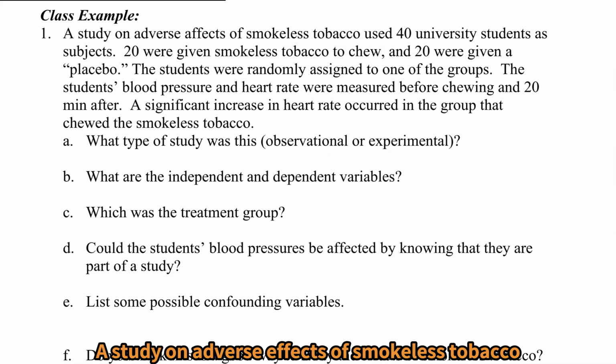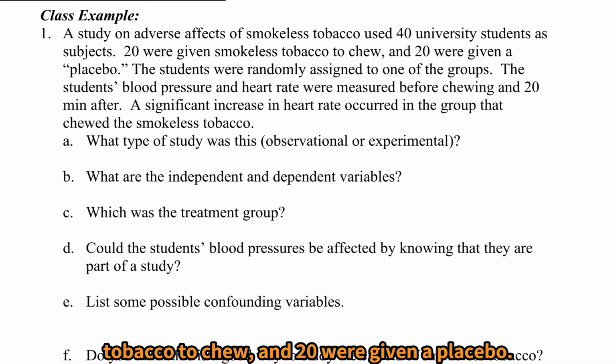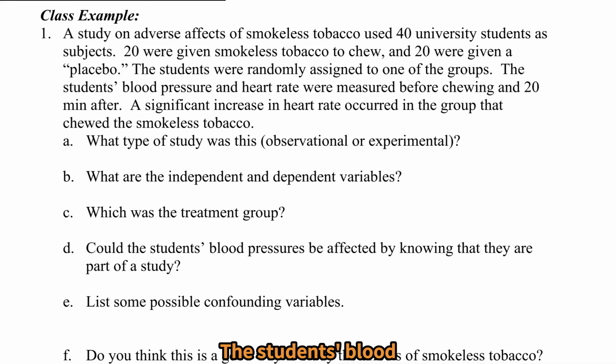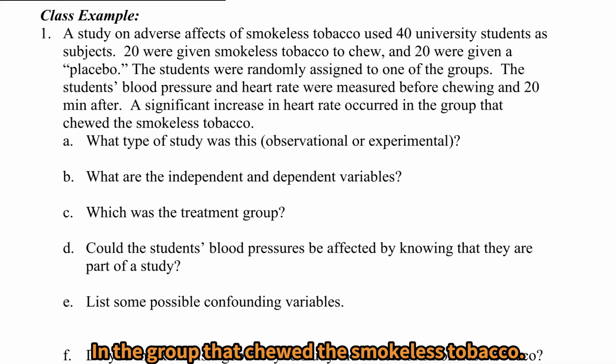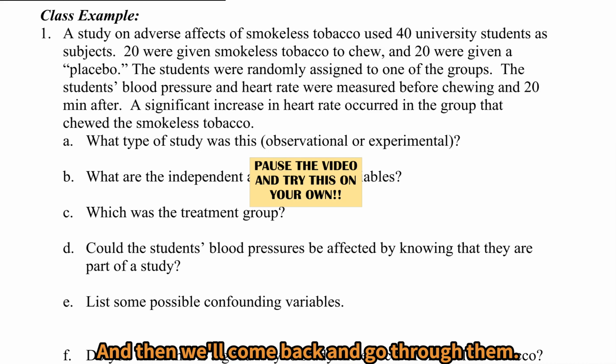A study on adverse effects of smokeless tobacco used 40 university students as subjects. 20 were given smokeless tobacco to chew, and 20 were given a placebo. The students were randomly assigned to one of the groups. The students' blood pressure and heart rate were measured before chewing and 20 minutes after. A significant increase in heart rate occurred in the group that chewed the smokeless tobacco. Pause your video, try these questions on your own, and then we'll come back and go through them.